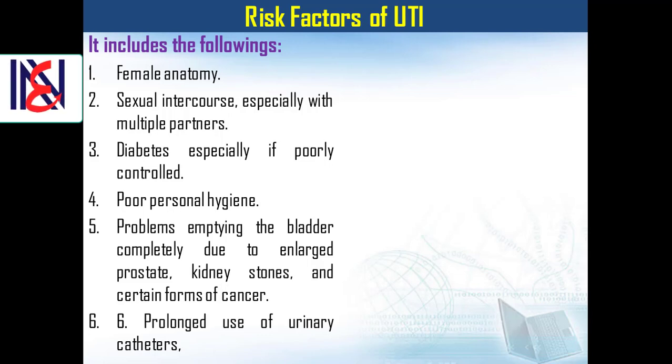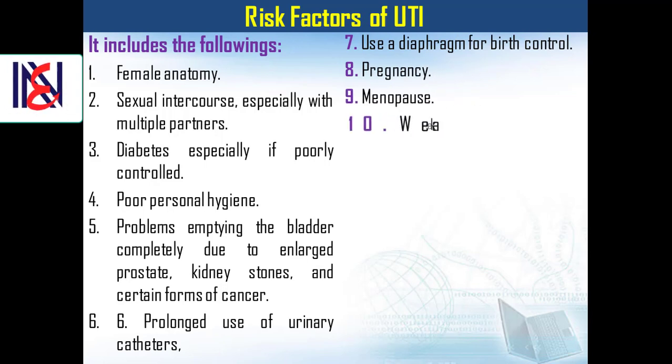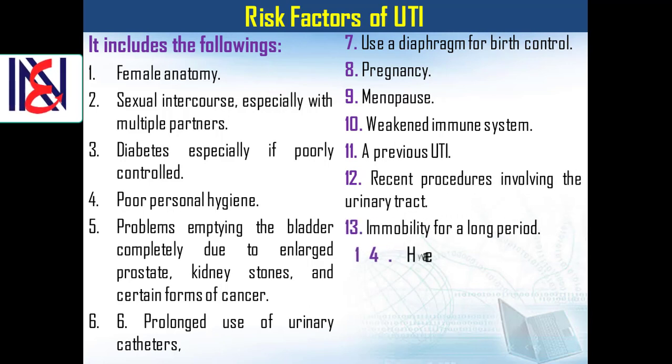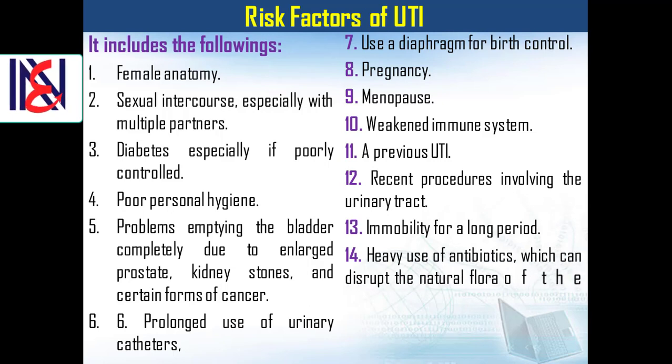6. Prolonged use of urinary catheters. 7. Use of a diaphragm for birth control, or use of spermicides or tampons. 8. Pregnancy. 9. Menopause. 10. Weakened immune system. 11. A previous urinary tract infection. 12. Recent procedures involving the urinary tract.